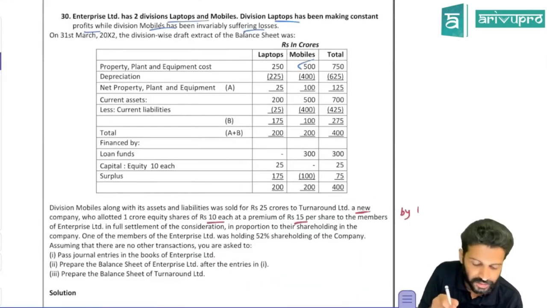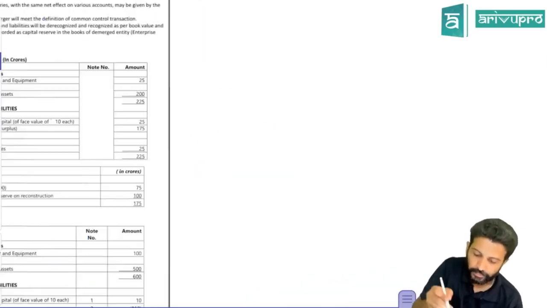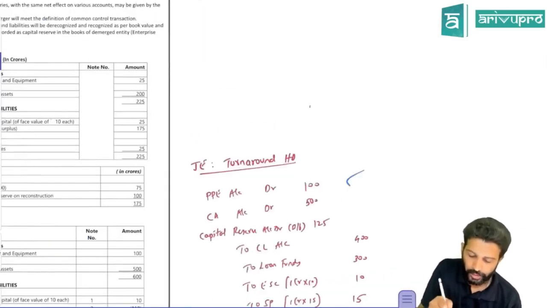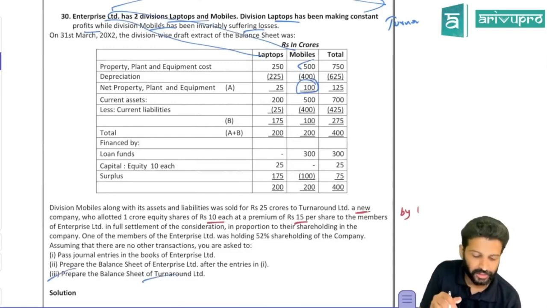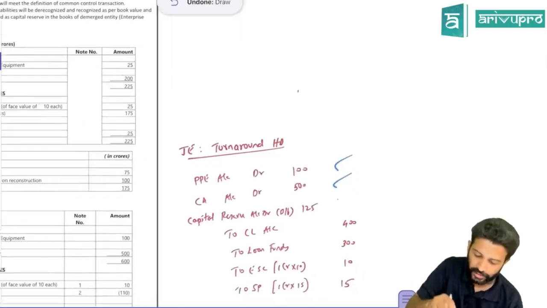Any other asset is there? Yeah, we have current assets 500 of the mobile division, which will be recorded. Yeah, that is one. Then liabilities. One is current liability 400, loan funds 300. 400 and 700, have they shown up?